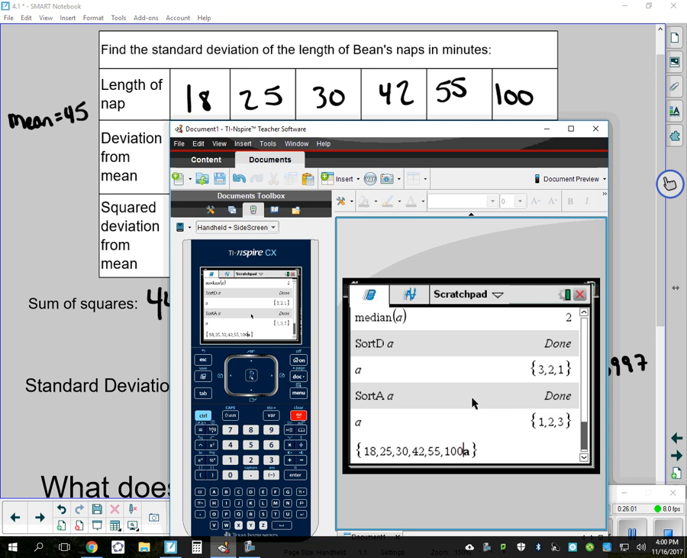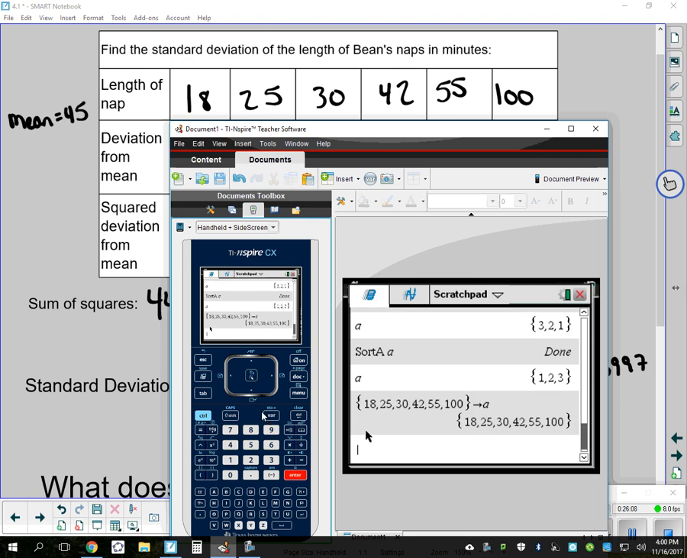Oops, I don't want to put that in there. I need to put it out here. Okay, so there is my list A. Now I want to know the standard deviation of it.